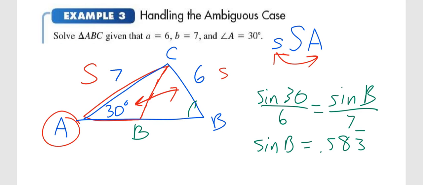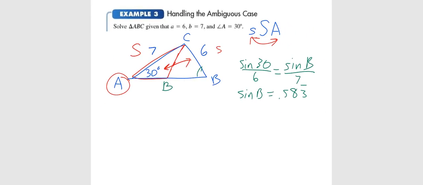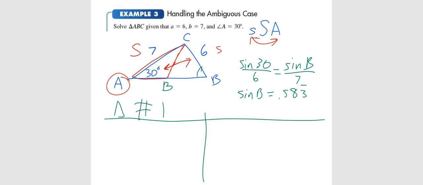So the acute version. We're going to do two different triangles here. Okay, triangle number 1. Angle B is 35.7. We'll just go with 35.7. We'll try to make our life as easy as possible.